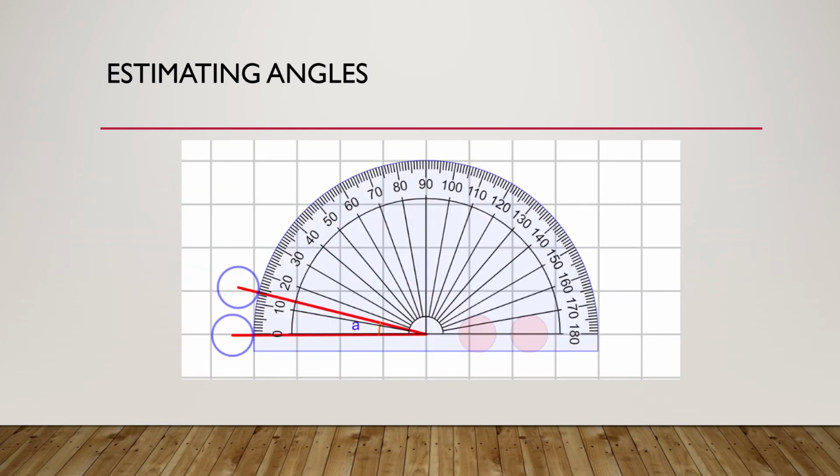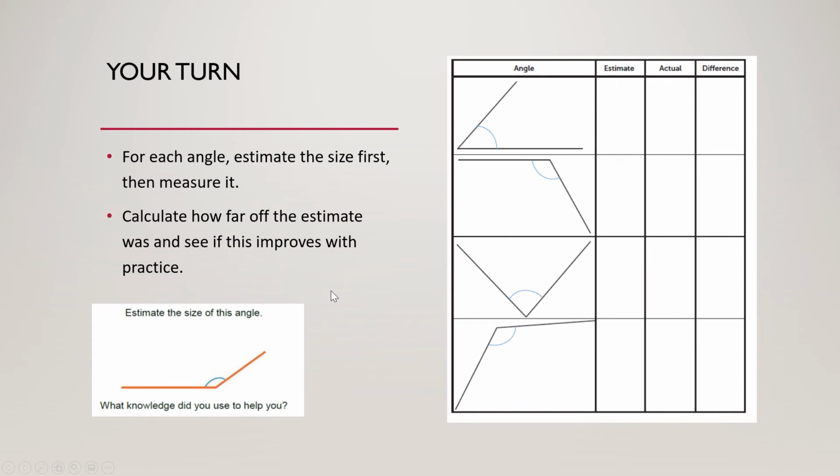Oh, look at that. 14 degrees. There's 15. So one less is 14. I know this is 15 because it's halfway between 10 and 20. Half of 10 is 5. So 10 plus 5 is 15. Take away 1 is 14. Okay. Now it's going to be your turn.